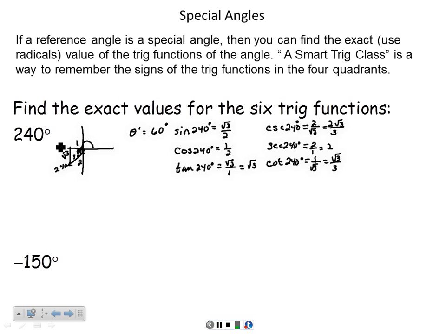So again, if you have an angle that you're not sure of, find its reference angle. Find the coterminal, find the reference angle, and then if it's a special angle, then you can use your special right triangles.